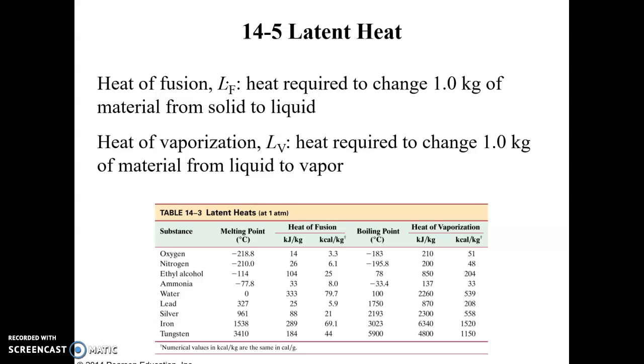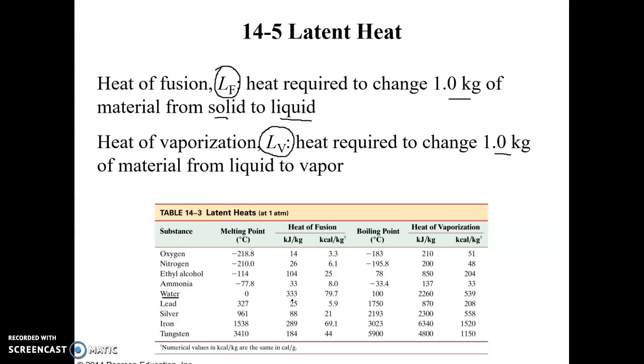Different substances will have different latent heat of fusion, L sub F. That's the amount of energy required to change a kilogram of a material from a solid to a liquid. And heat of vaporization, L sub V. That's what's required to change 1 kilogram of a material from a liquid to vapor. So we can look up various materials here, various substances. Water is probably the most common one.